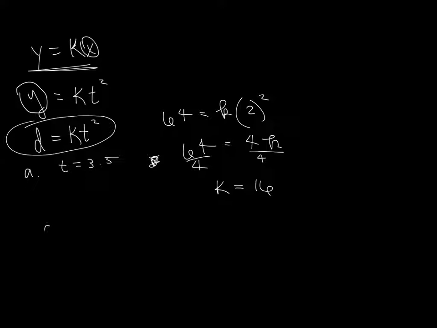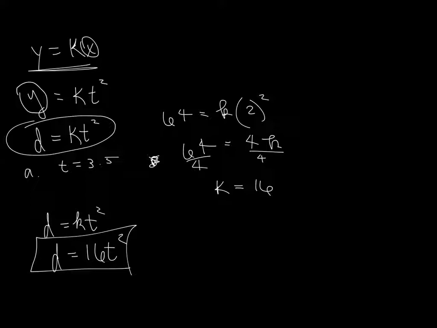So that's our second step, finding out what k is. Our third step is to take d equals k t squared and answer the questions once we have the equation. In fact, that isn't even k t squared anymore because now we know what k is. So there's our equation that we're going to use in order to solve this. Alright, so now back to A.